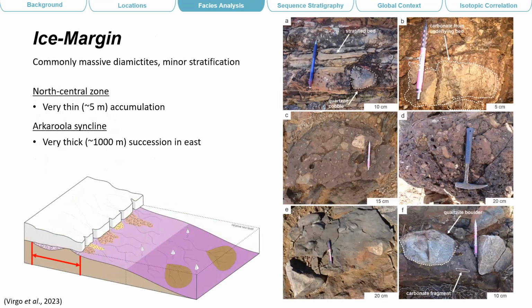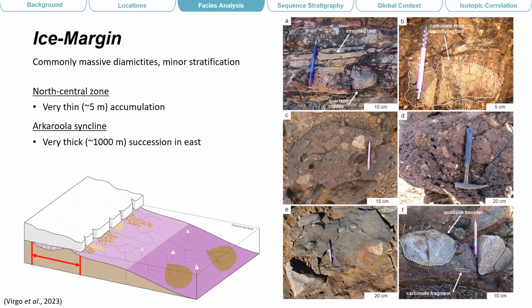Moving into the glacial environment, this is our ice margin facies association, and this is commonly where we see the deposition of those big diamictites. In the north central zone, so that's in Mount Lyndhurst, it is very, very thin. As I said, Jared and I could barely find it. It's about 5 meters thick. And then when you go over to the east towards Arkaroola, it's incredibly thick.